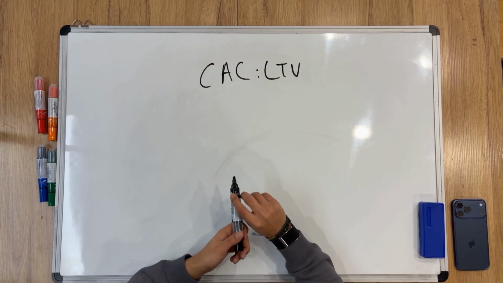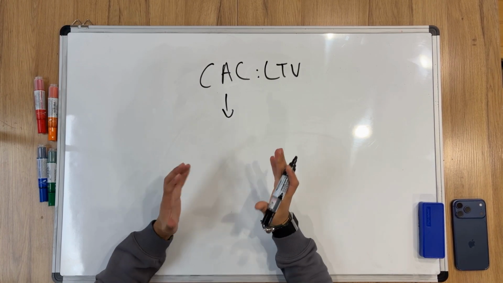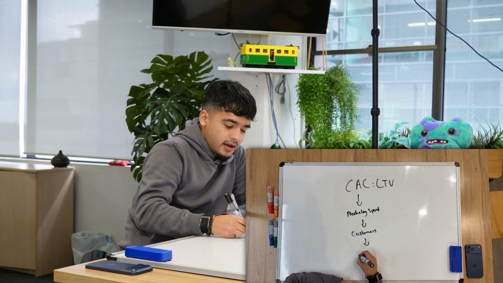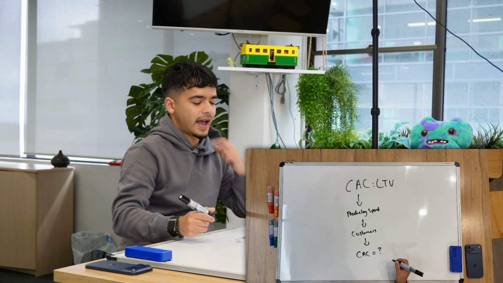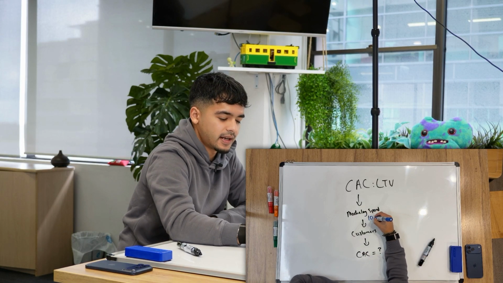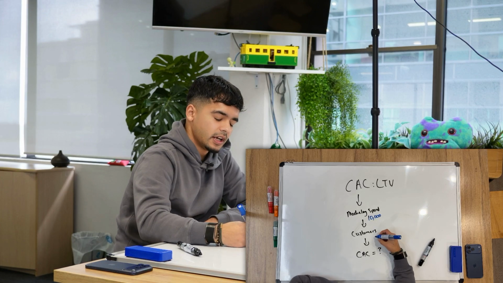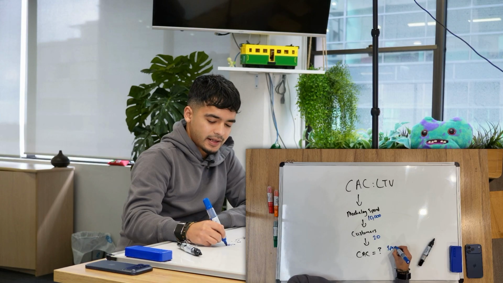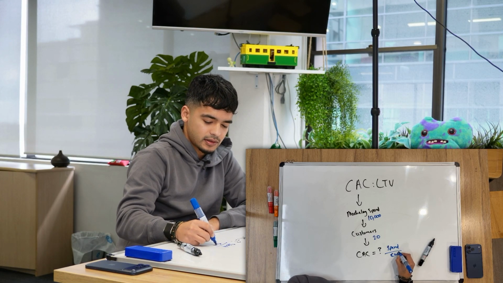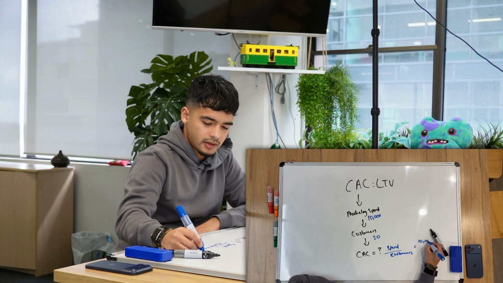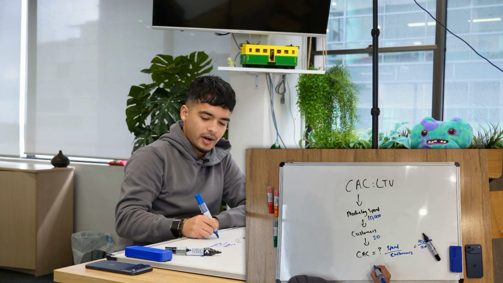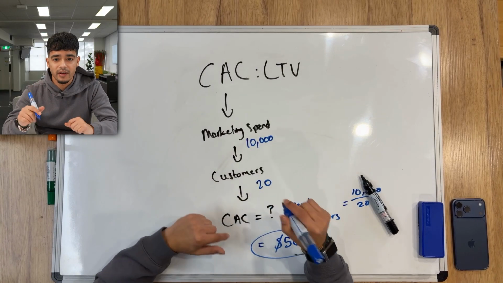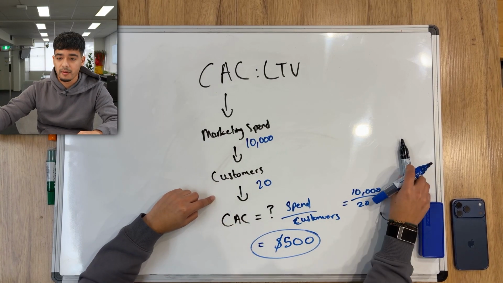So now that we have the definitions out of the way, let's go further into CAC. What is CAC? So CAC is your marketing spend and how many customers you have, and then you can work out what your CAC actually is. So let's say, for example, the marketing spend is $10,000. We've generated 20 customers. That means the CAC is ad spend divided by the number of customers, which means it's 10,000 divided by 20. So our CAC is actually $500. That means it's cost you guys $500 in order to get one paying customer.